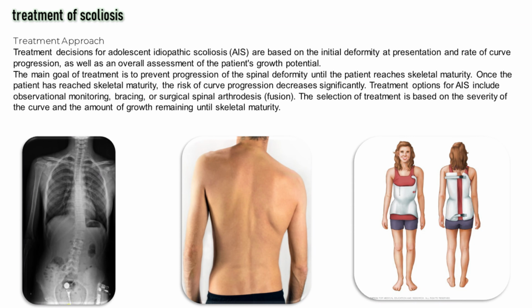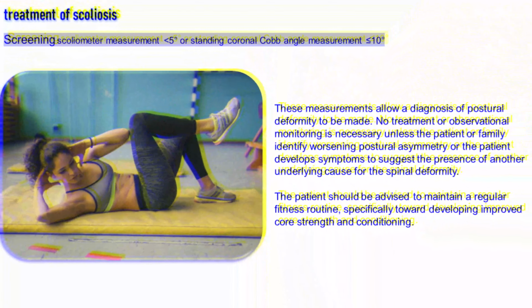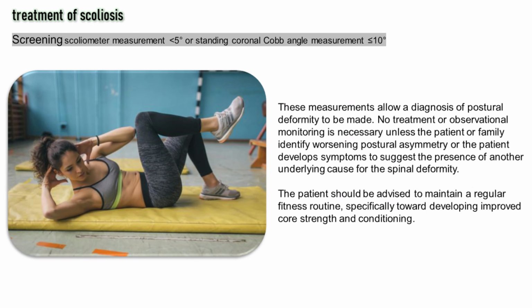Treatment options for AIS include observational monitoring, bracing, or surgical spinal arthrodesis fusion. The selection of treatment is based on the severity of the curve and the amount of growth remaining until skeletal maturity. Screening scoliometer measurement less than 5 degrees or standing coronal Cobb angle measurement less than or equal to 10 degrees. These measurements allow a diagnosis of postural deformity to be made.